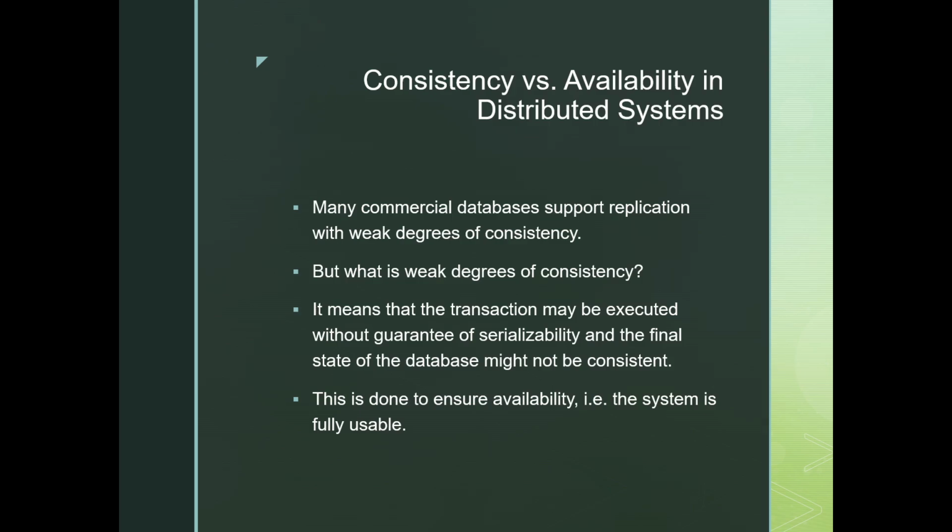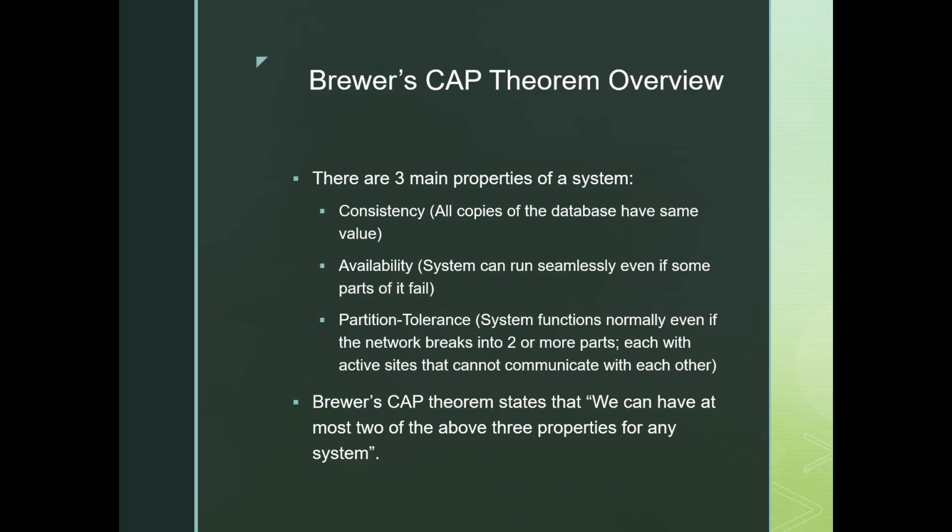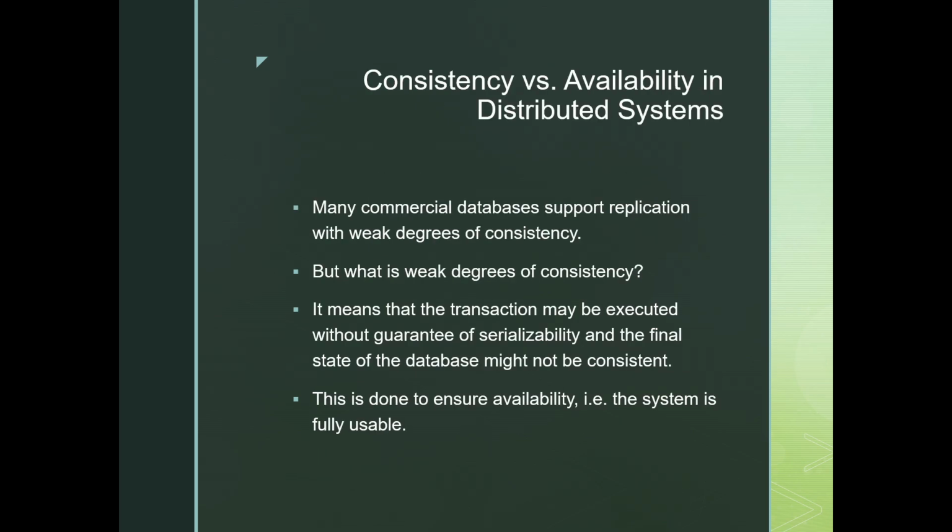But in commercial distributed systems, what should we choose out of consistency and availability? As we can see, many commercial databases support replication with weak degrees of consistency. It means that the transaction may be executed without a guarantee of serializability, and the final state of the database might not be consistent initially. This is done to ensure that the system remains available. Let's say, for example, Amazon.com wouldn't prefer that its website is down due to a single transaction which is taking a long duration of time. Hence, it may allow non-serializability as well, except for the order processing part.